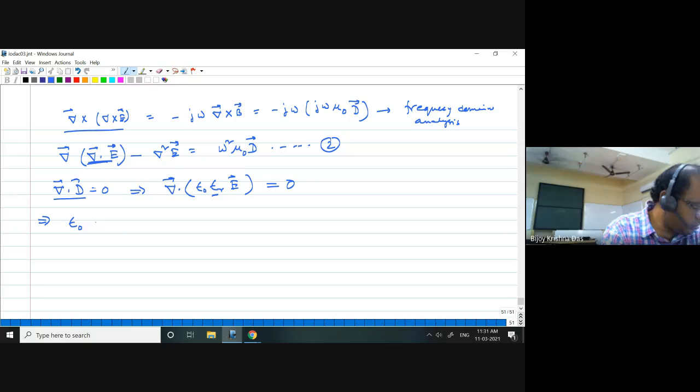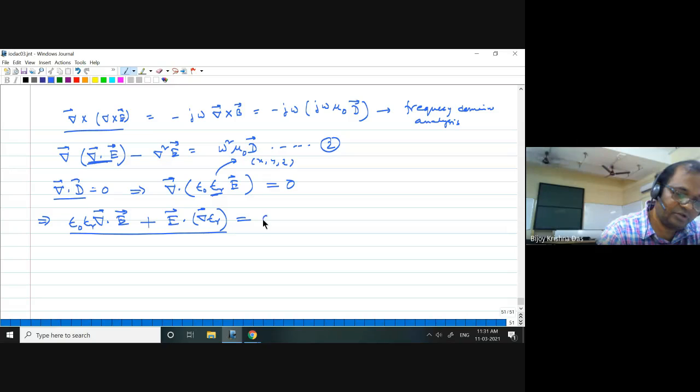So divergence of epsilon r E, I can write as epsilon r divergence of E plus E dot gradient of epsilon r. So that is from the vector identity. I can write a scalar and an electric field. If it is there, scalar means space dependent, it can be x, y, z dependent. So scalar multiplied by vector, if you are taking divergence, that can be expanded like this, equal to 0.